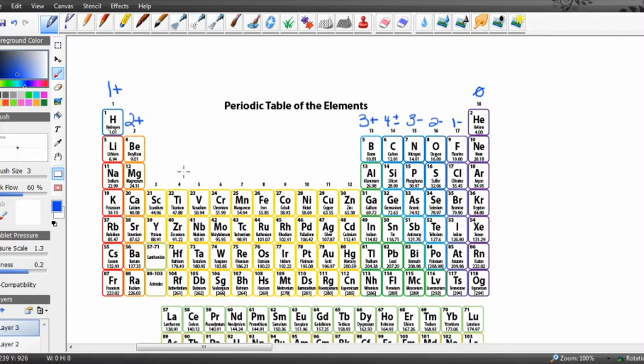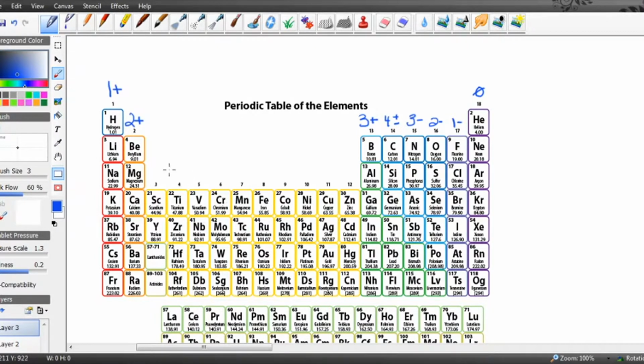Now, hopefully you're like, well, wait a second, Ms. Rivera, you just skipped over these transition metals here. Transition metals typically have 2 valence electrons. Some of them only have 1. But what's even more interesting about the transition metals is they can also donate some of their D block electrons.